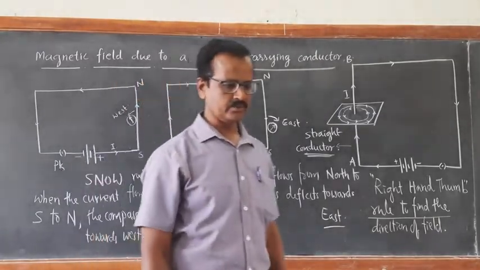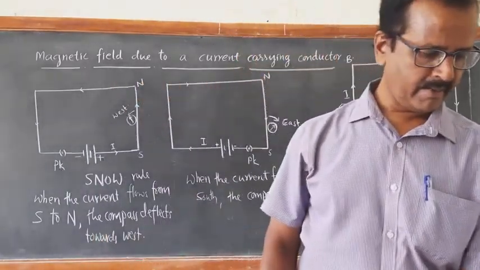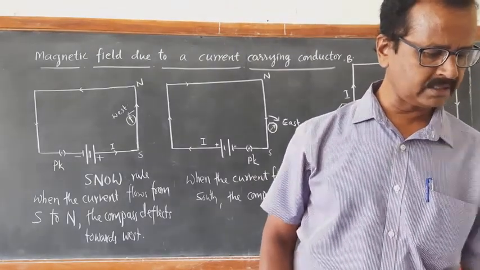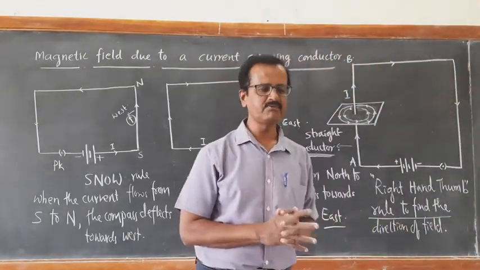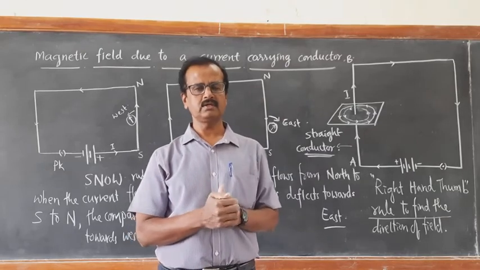So in the next session we will learn about the magnetic field due to current passing through circular loop.